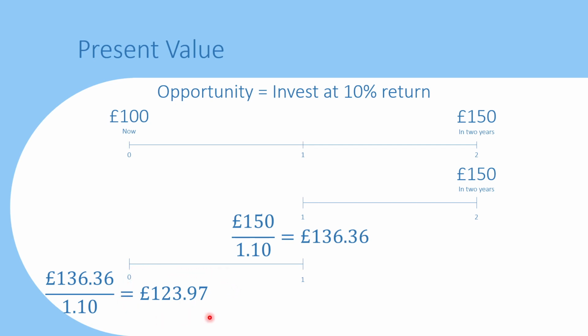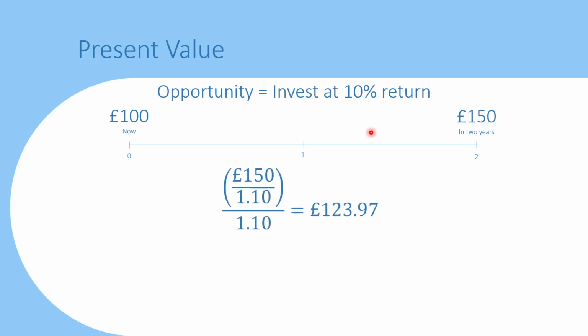This 123.97 is bigger than the 100, so we prefer this option here. And how did we get this option? Well, we got this option by choosing the 150 in 2 years' time and calculating the present value of it. So based off of this calculation, the 150 in 2 years' time is better than the 100 now, given a 10% rate of return.